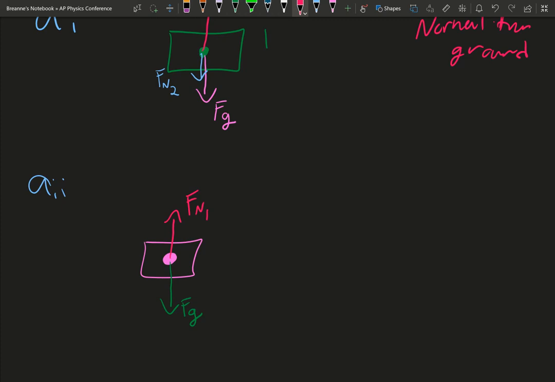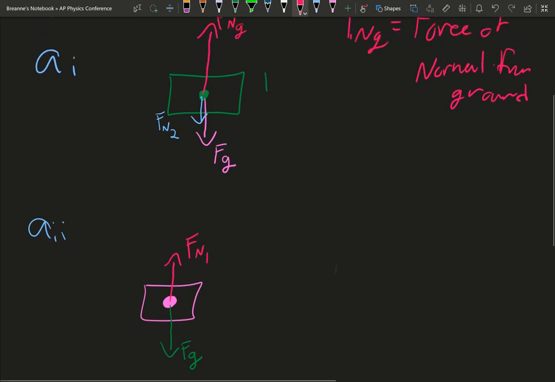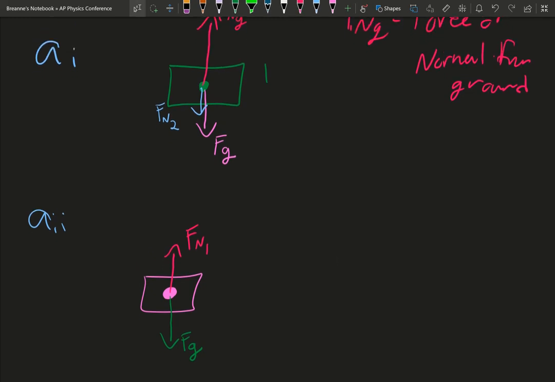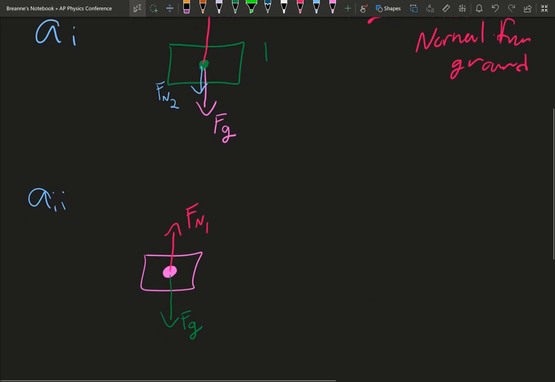And point-wise, you earned a point for labeling your arrows, and you got a point for the magnitudes being the same for part 1 AI, and the exact same thing, you got 2 points. So each of those were worth 2 points for labeling and magnitude. So let's check out part B.